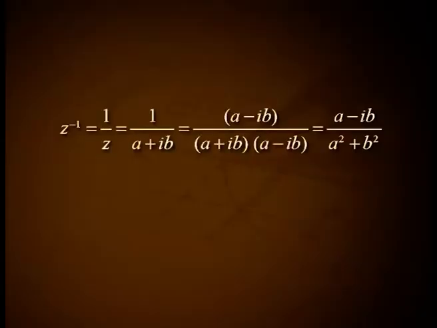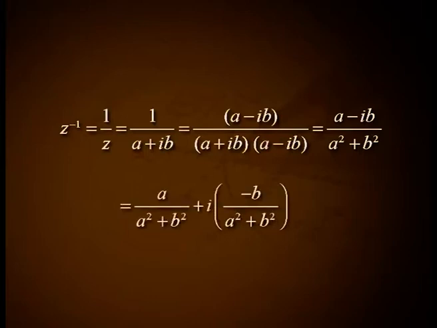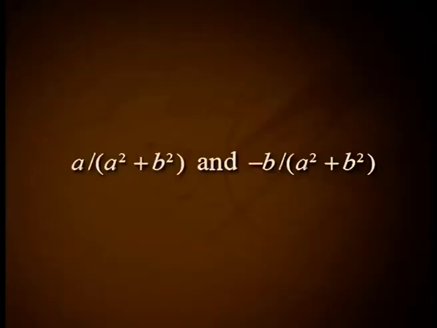Since z is a non-zero complex number and since the set of complex numbers forms a field, we have z inverse = 1/z = 1/(a + ib) = (a - ib)/((a + ib)(a - ib)) = (a - ib)/(a² + b²) = a/(a² + b²) + i(-b/(a² + b²)), which is in general not a Gaussian integer, as a/(a² + b²) and -b/(a² + b²) are not necessarily integers. Therefore, Z[i] is not a field.